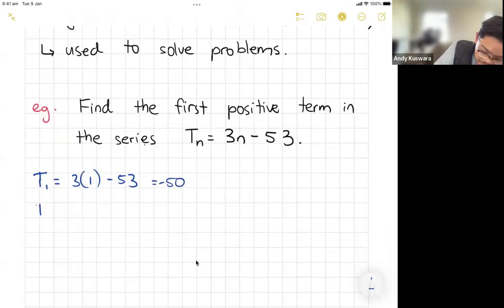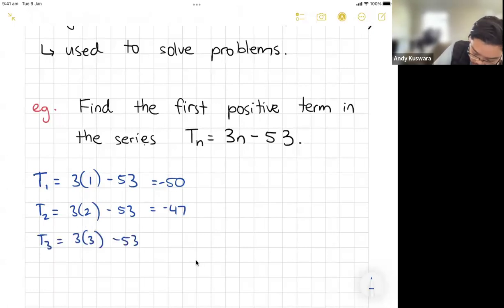And then T2 will be 3 times 2, or 3n, take away 53. So that's 6 take away 53, which is minus 47. T3 equals, you get the idea. And I believe this will be minus 44. Okay, you can see that we're going up.